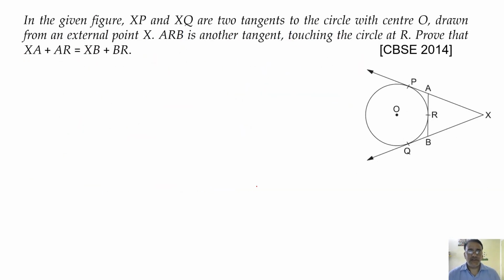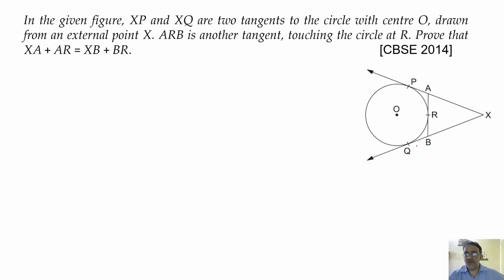Okay. Next question. In the given figure, XP and XQ are two tangents to the circle with center O, drawn from an external point X. ARB is another tangent, this one, touching the circle at R. Prove that XA plus AR is equals to XB plus BR.